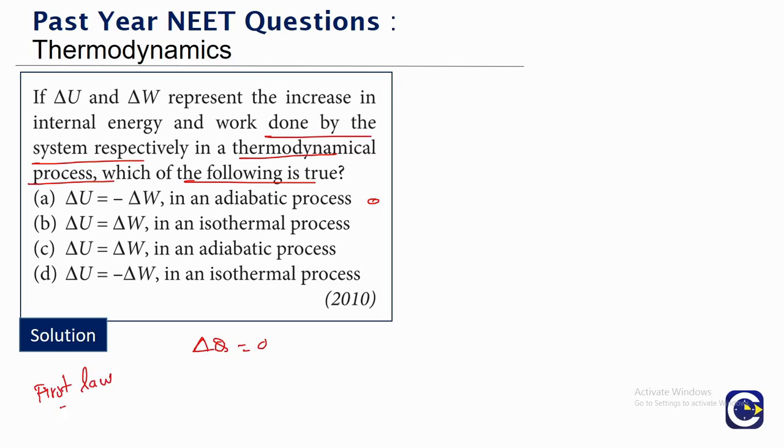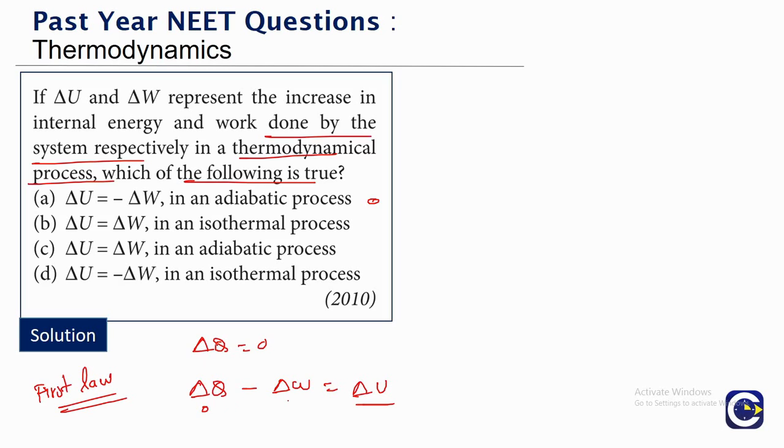The first law of thermodynamics, right? What is the first law of thermodynamics? Delta Q minus delta W is equal to what? Delta U. So whatever the heat that is absorbed minus work done will be equal to the increase in the internal energy, delta U. If delta U is positive, we say increase; if delta U is negative, it means decrease. It depends upon the sign.